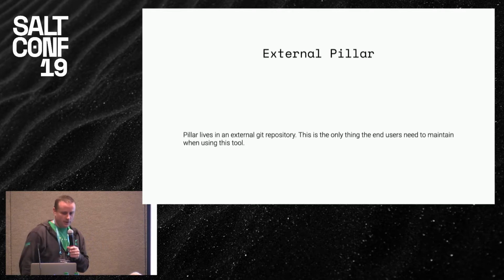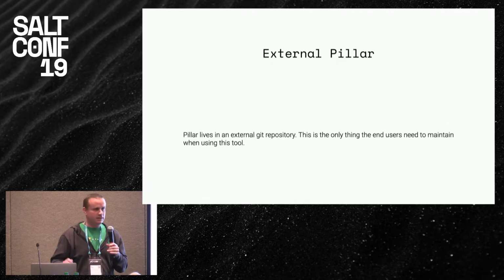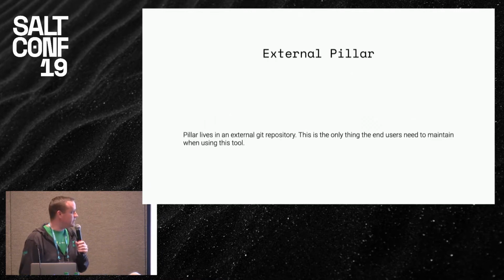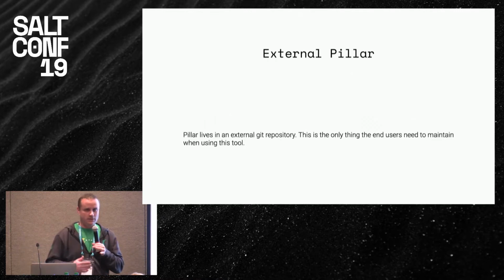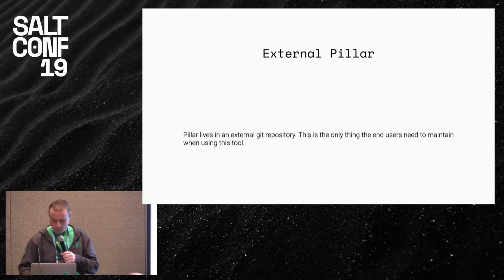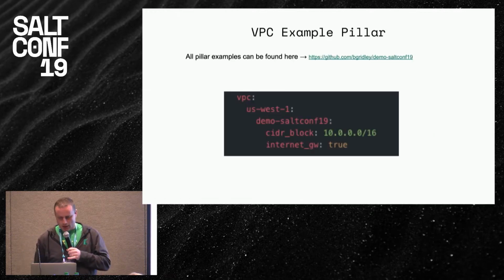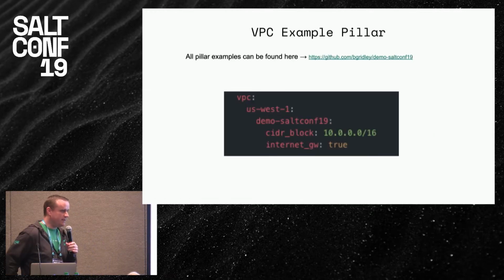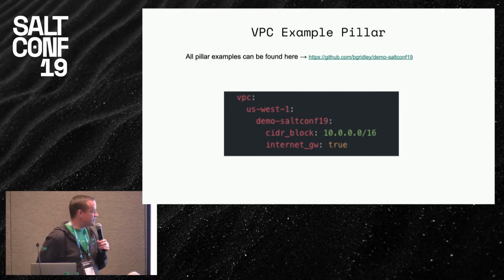The external pillar lives externally in a Git repository. This is the only thing the end users need to maintain to use this tool. And so it's really, really simple for our engineers to manage all the different AWS accounts that we have at Kuali. So here's an example of a VPC pillar that would exist in a Git repo.